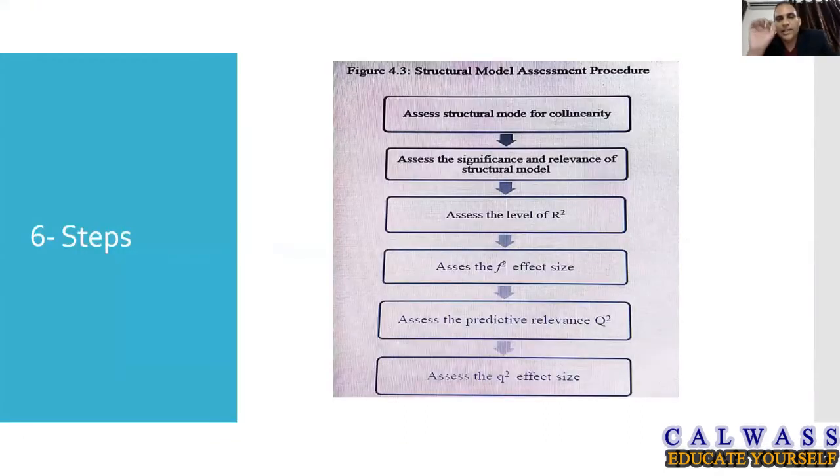So we test basically six things in the structural model, right? The first thing is we check the collinearity. The second, we check the significance and relevance of the structure model. The third is the level of R square. Four is effect sizes. The fifth is assessment of predictive relevance Q square. And the sixth is the small q square effect size. So these are the six steps that we perform in the structure model. We have to report all these values.